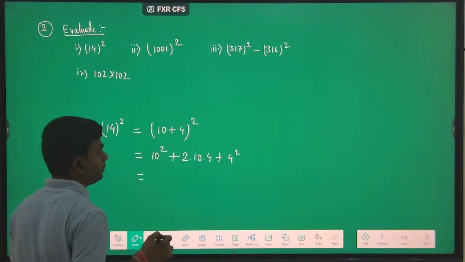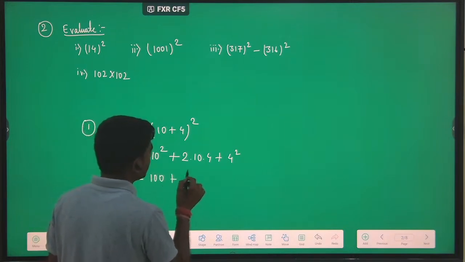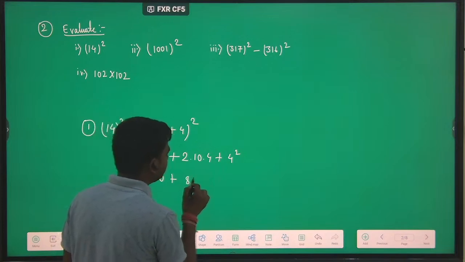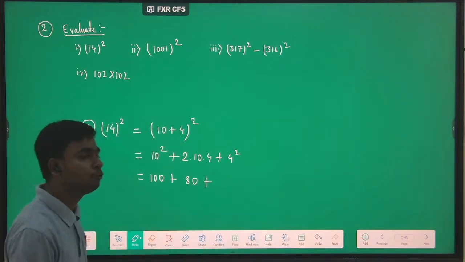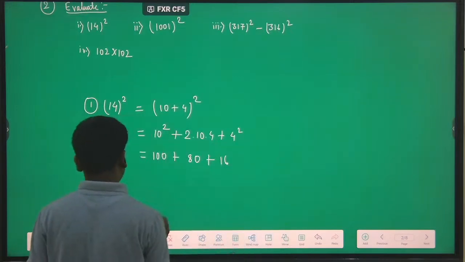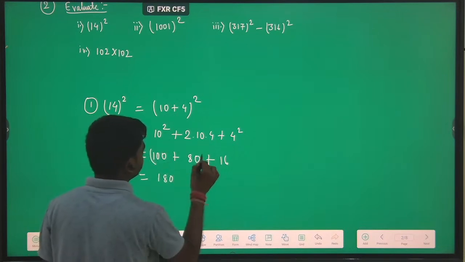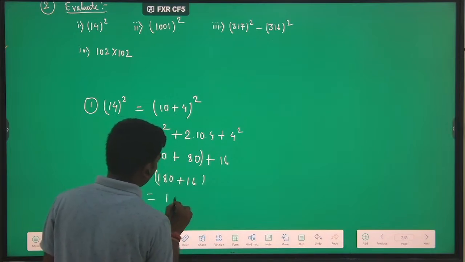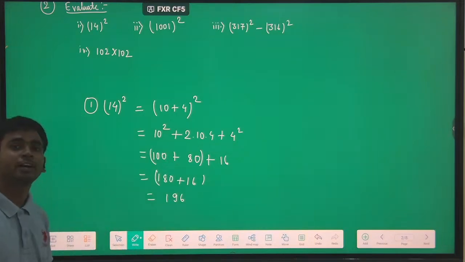We will get 10 square, that means 10 into 10 is 100, plus 2 into 4 is 8, 8 into 10 is 80, plus 4 square. 4 square is 4 into 4, that is 16. So we will get the value as 180. 100 plus 80 is 180, plus 16. So we will get 196 as the value of 14 square.